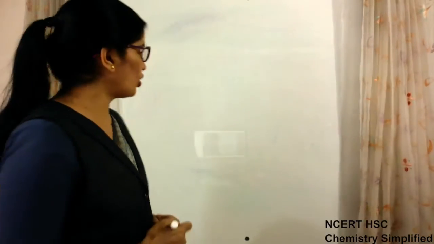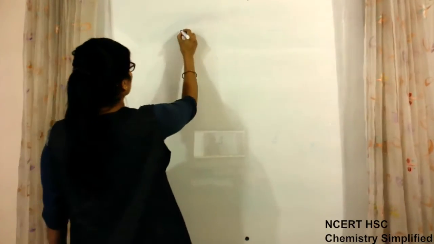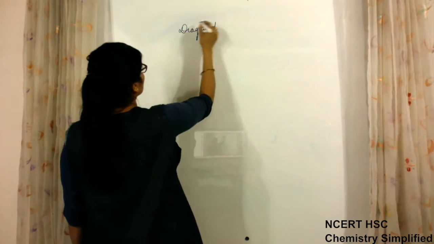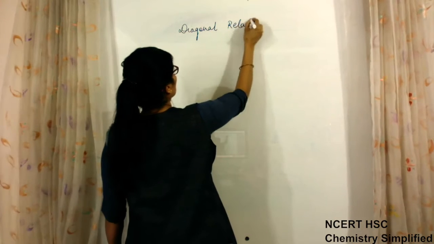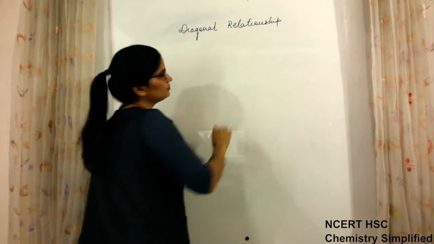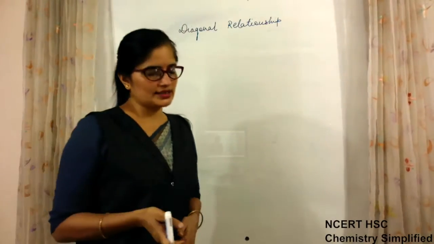Just the last portion of the chapter, we will finish. I told you that just a small topic is left, that is diagonal relationship. Diagonal relationship. Okay. What actually is this?